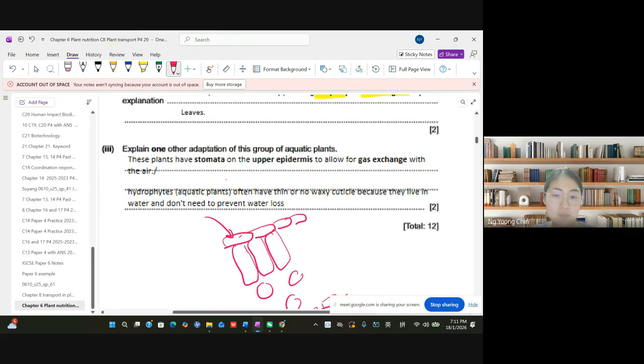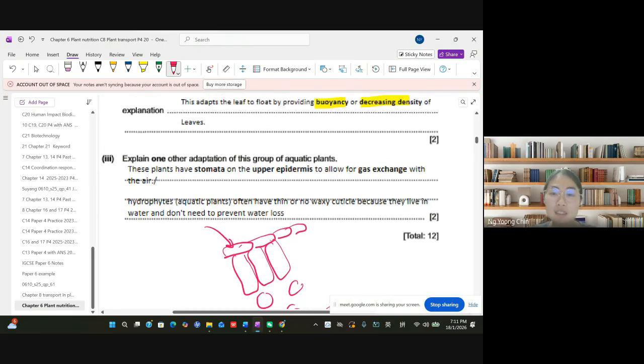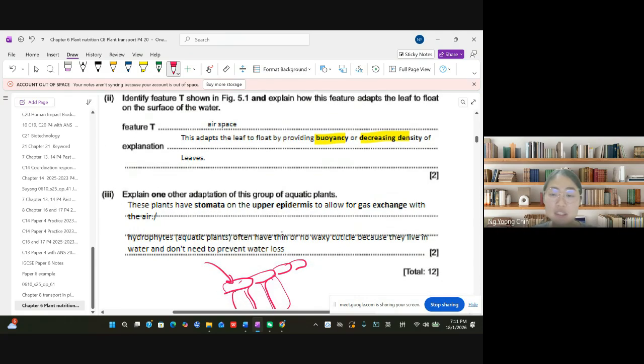But this is different in the hydrophyte, which is the aquatic plant. So why do the stomata need to be located at the upper epidermis? It's because the aquatic plants are living in the water, so the plant needs to float on the water surface. Their lower epidermis is usually in contact with the water, so the stomata cannot be located on the lower epidermis. So that's why stomata are usually located on the upper epidermis, so that they can allow gas exchange in the air.